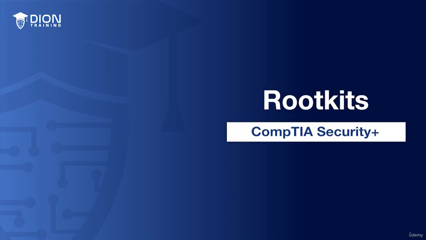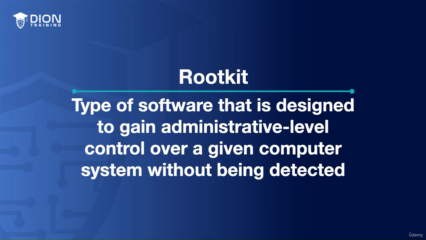In this lesson, we're going to discuss rootkits. Now, a rootkit is a specific type of software that's designed to gain administrative level control over a given computer system without being detected. Now, this is a really important concept because if somebody can install a rootkit on your system, they can gain root or administrative level permissions over that system. And this is the highest level of permissions that somebody can have on a given computer system or server.